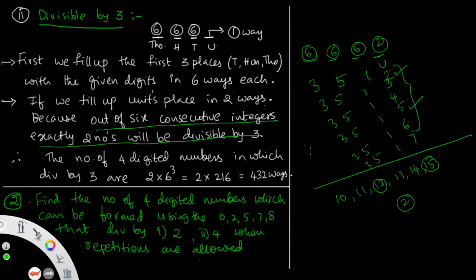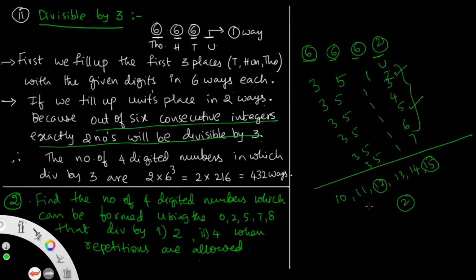If you take any number, even 1 crore, any value, out of 6 consecutive integers exactly 2 numbers will be divisible by 3. This is the rule of divisibility for 3. So using the given digits, the number of 4-digit numbers formed is 2 into 6 cube, that is totally 432 ways. This is question number 1, the SAQ's first bit.